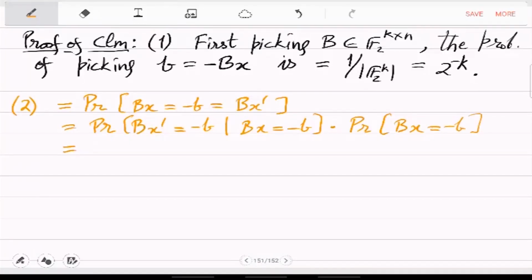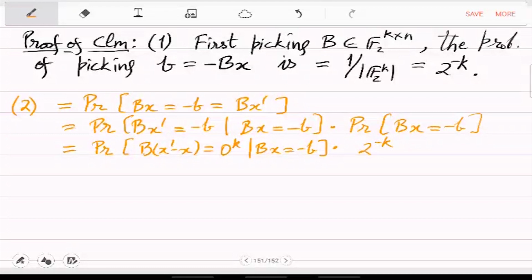So now let us calculate these two probabilities. The first is the probability that b(x' minus x) is 0, given b(x) is minus b. That's the same event, because once b(x) is minus b, you can replace minus b by b(x) and then subtract and get this equality to 0. And the probability that b(x) is minus b, this we have calculated before as 2 raised to minus k.